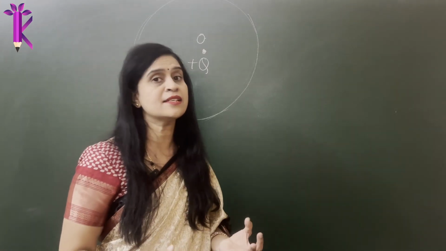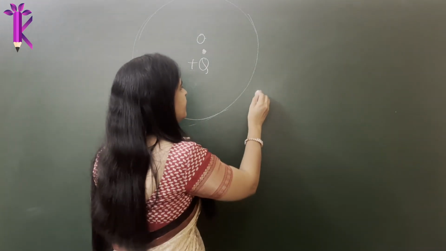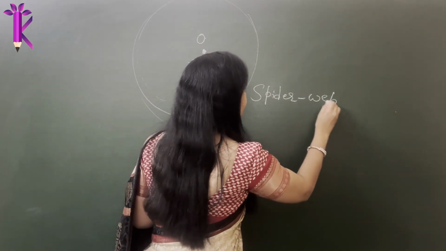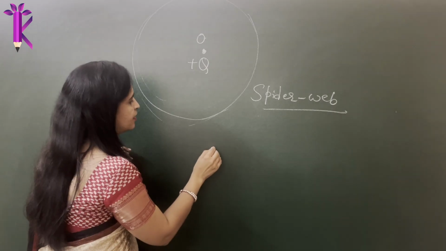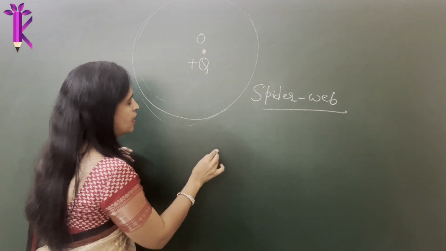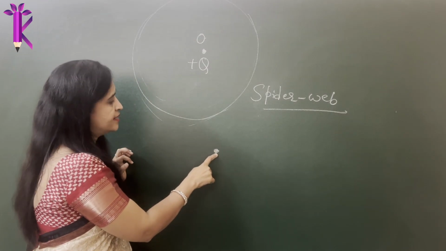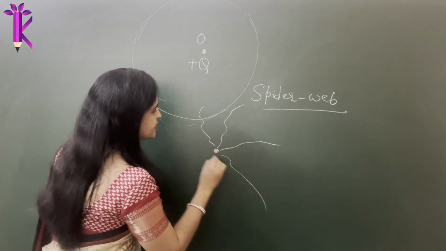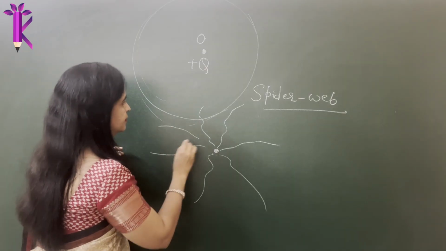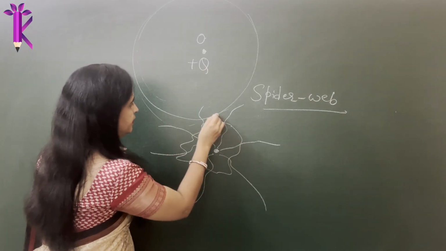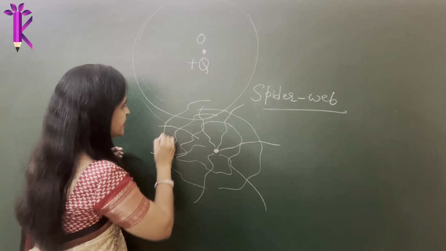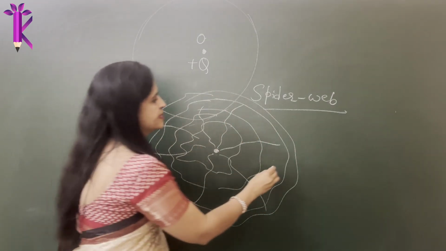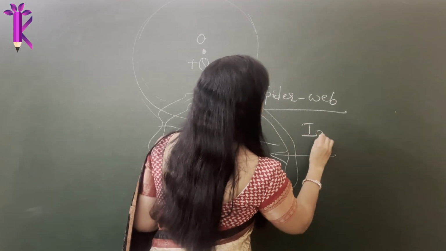Now, to understand this fully, I would like you to understand the analogy of a spider web. Let's consider this. Imagine there is a spider. I can't draw a spider properly, so imagine this is a spider sitting here, and it's got its own web. This is a spider web. It has been knitting this spider web. It has spun it all around.